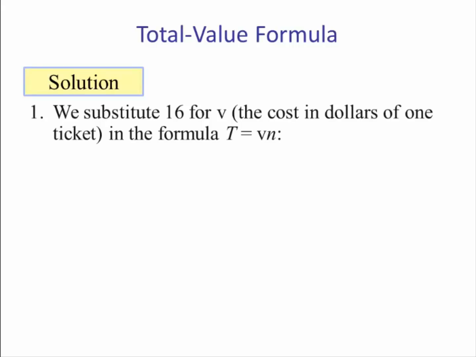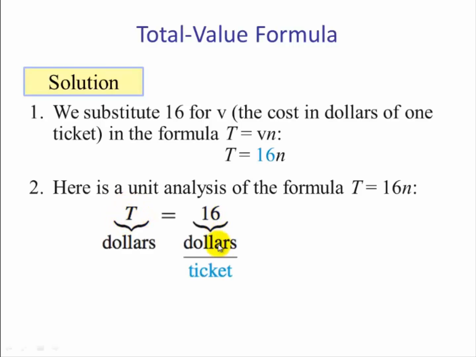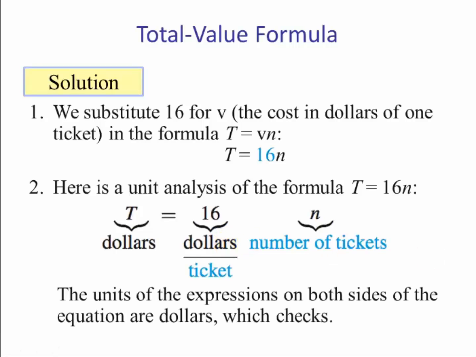We'll begin with number 1. We substitute 16 for V, the value, and then we multiply that by our variable N. So our formula is T equals 16N. Number 2, to do a unit analysis, T is measured in dollars. 16 is dollars per ticket, and N is number of tickets. So the tickets cancel, and we're left with dollars equals dollars, so the unit analysis checks.